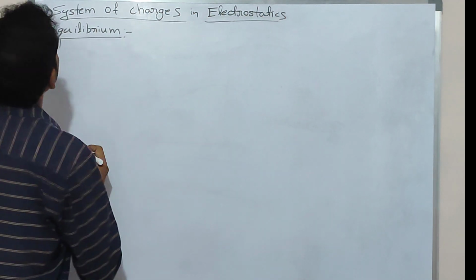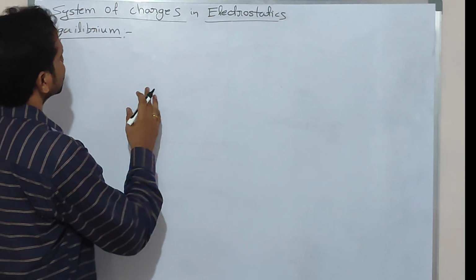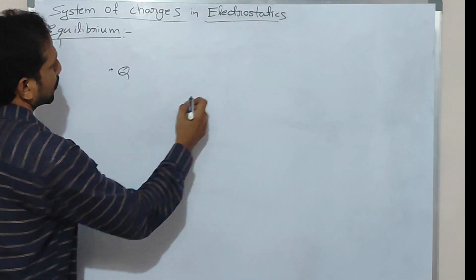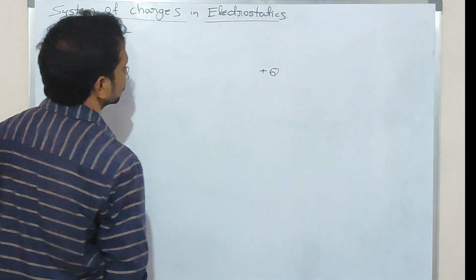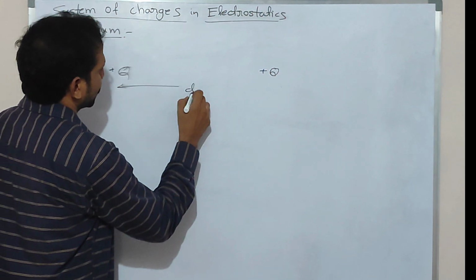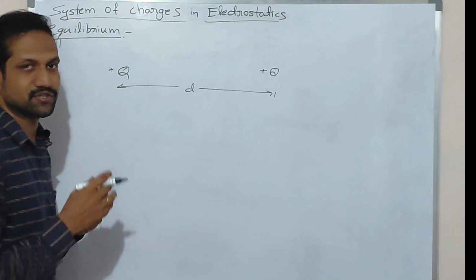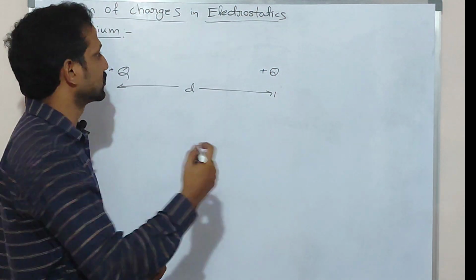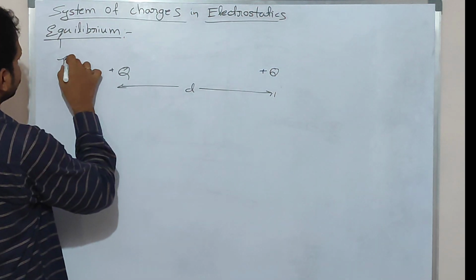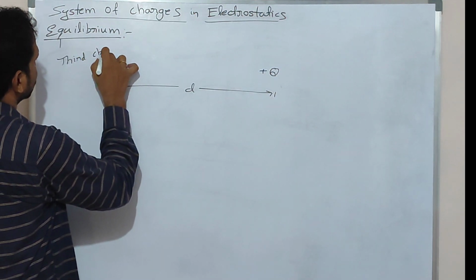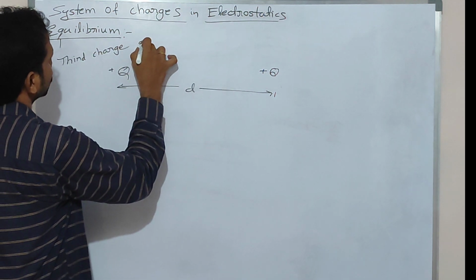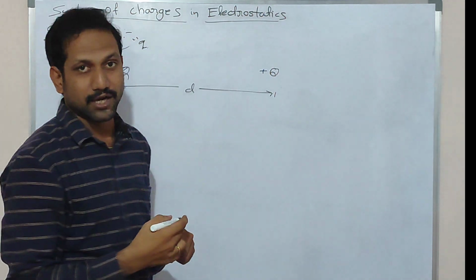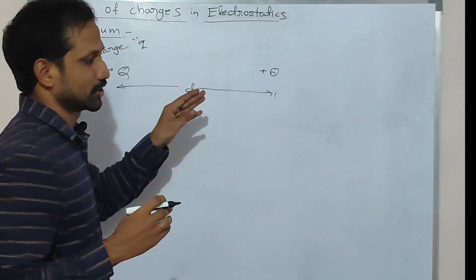Just for the sake of simplicity, I am considering just 3 charges. Consider a plus q charge here and another plus q charge here, and both are separated by a fixed distance d meters. Now the third charge, say small q, that we are going to place, we have to find at what location we have to place it.